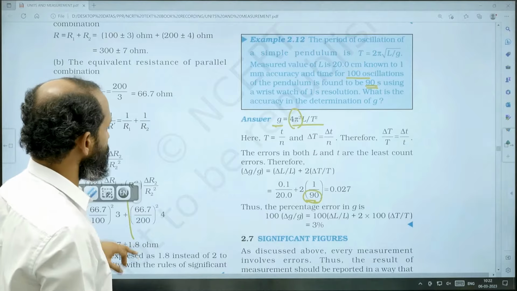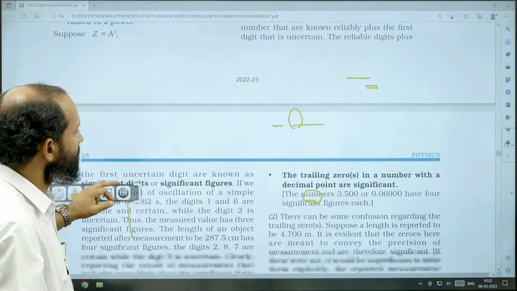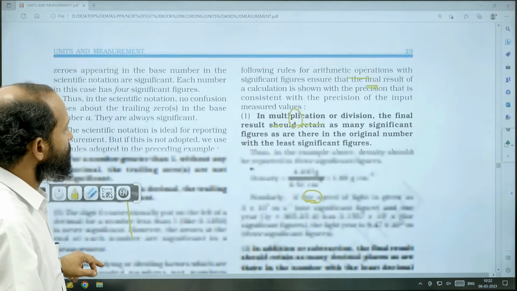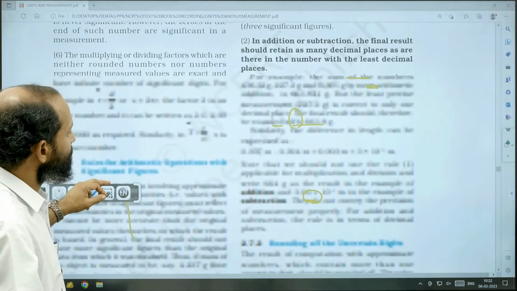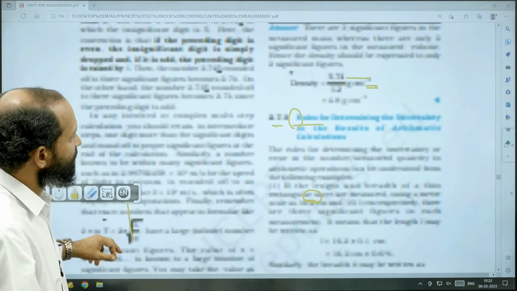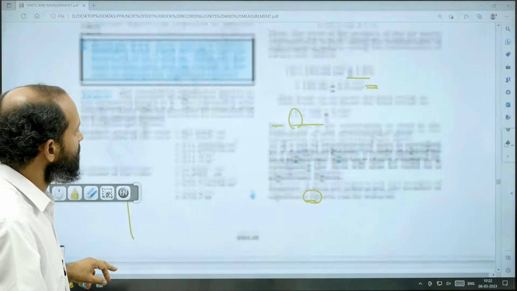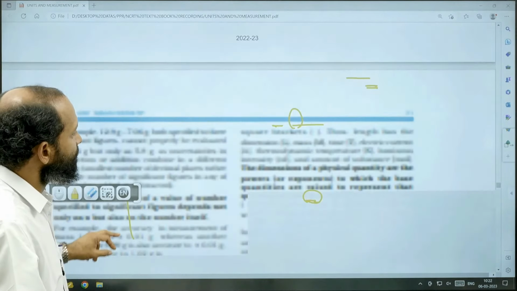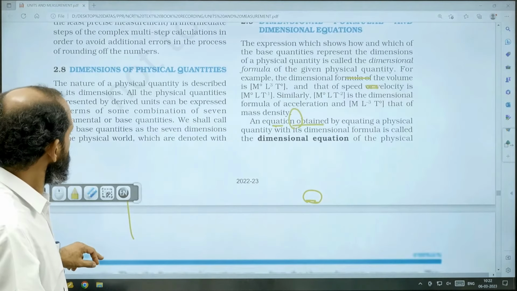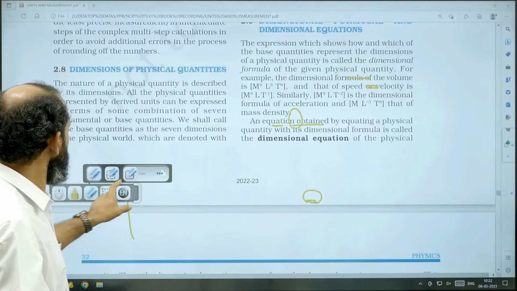And the significant figures part we have already revised. Go through the rules as well as a few more examples. Rounding off, order of magnitude, all this we have learned. The only topic left is dimensional analysis. What is the meaning of dimensional analysis?